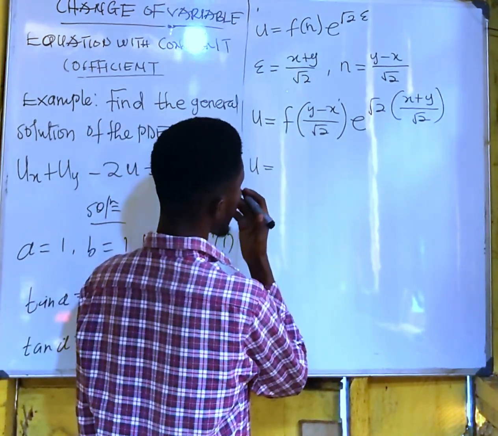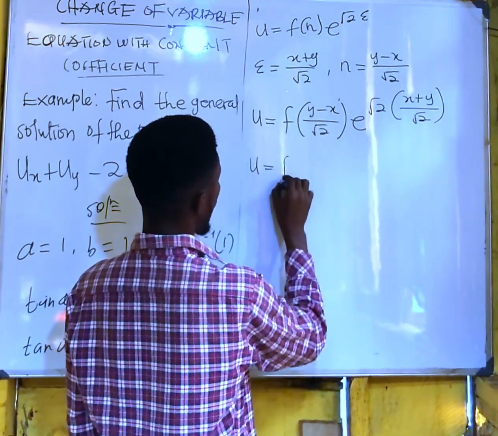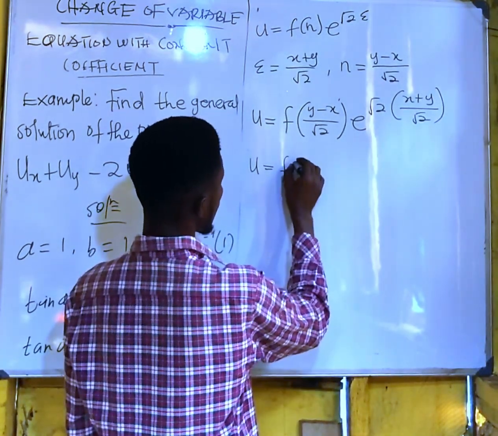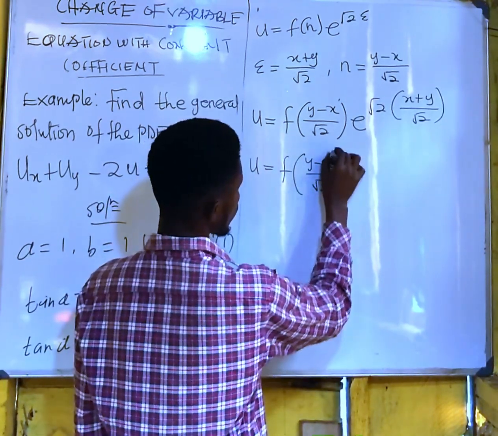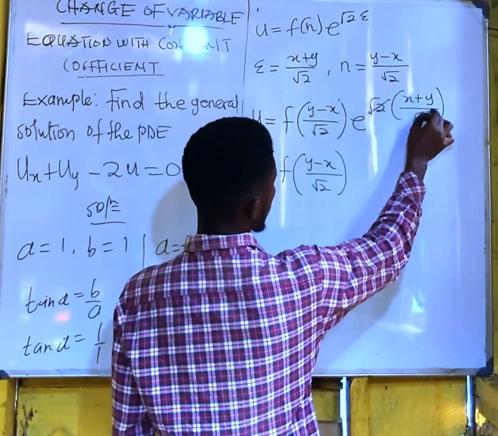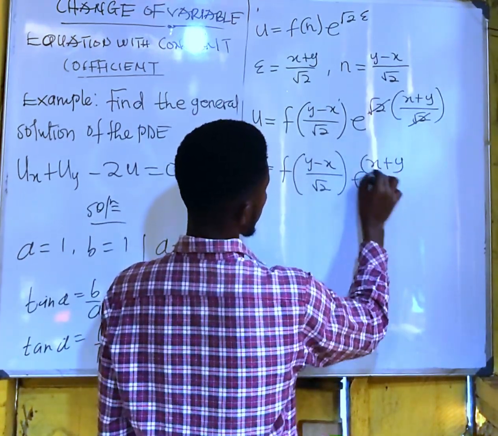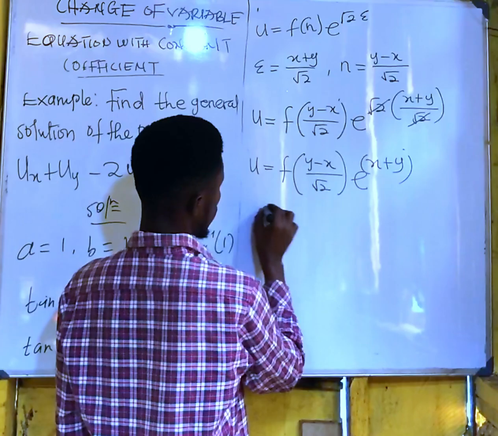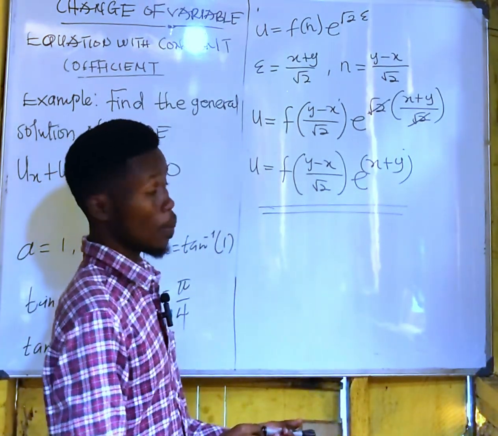Now, f of y minus x over root 2. Now, this root will cancel this one. So I have e to the power x plus y. So this becomes the general solution to the problem.